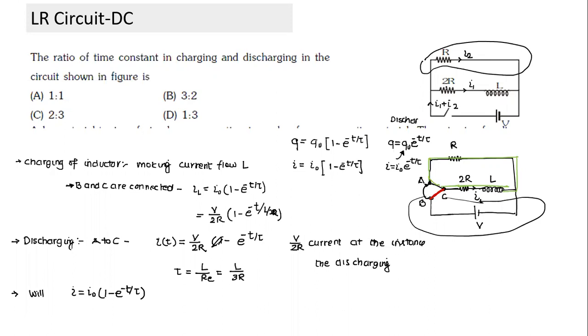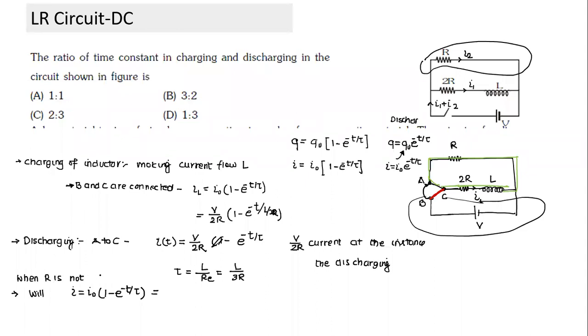If R was not there, what would have been the value of I naught here? I1 plus I2, sir. No, in terms of voltage. I naught indicates the current flowing through the inductor after a long time. I am taking the case when R is not connected. It is V by 2R, when R is not connected.